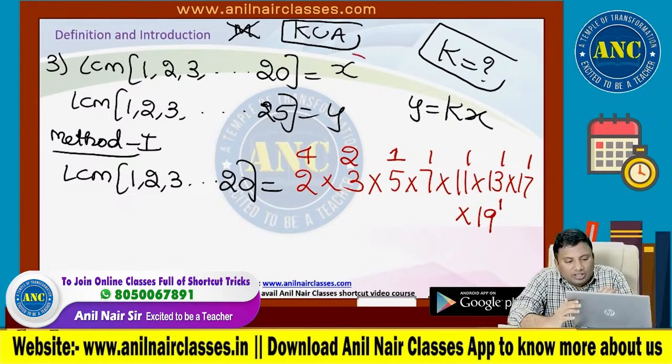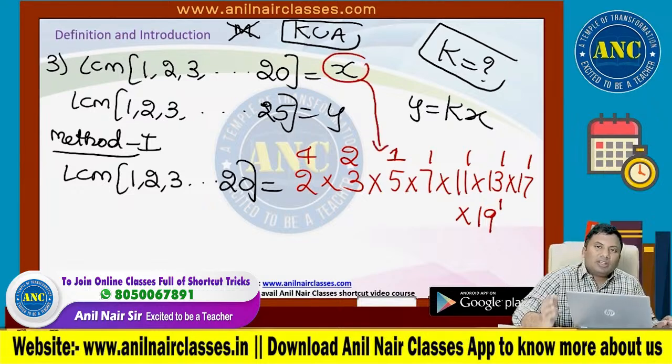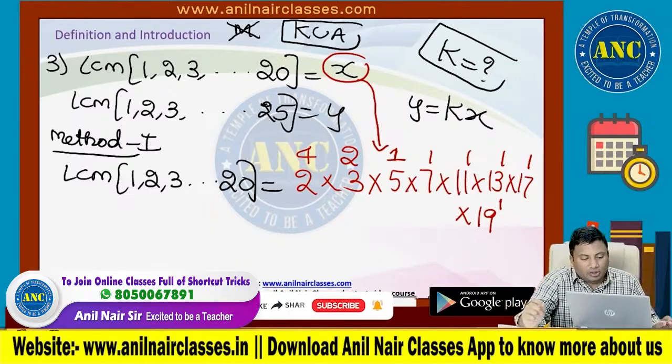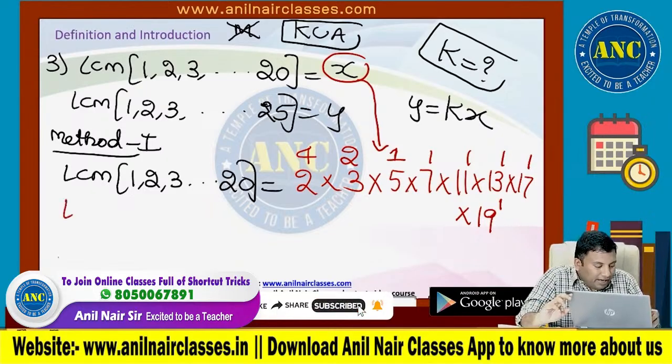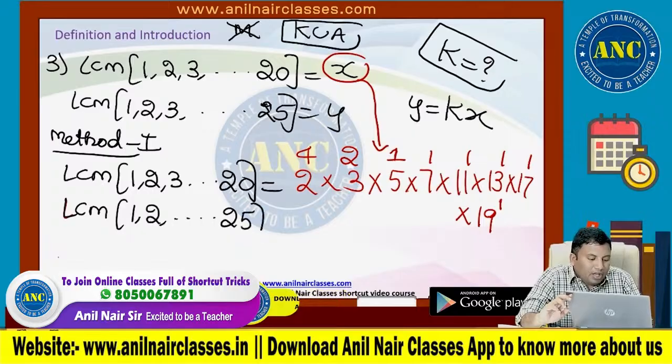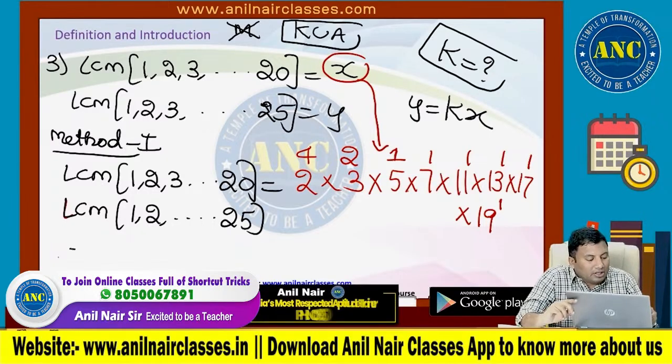That means this is the value of X. What is the value of X? 2 power 4 into 3 square into 5 into 7 into 11 into 13 into 17 into 19. What is the question that is given? LCM of 1, 2, 3 till 25. Now I want to write till 25.